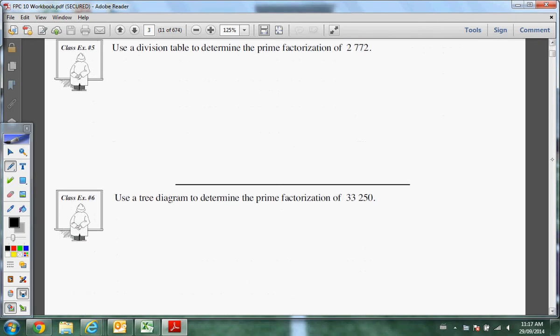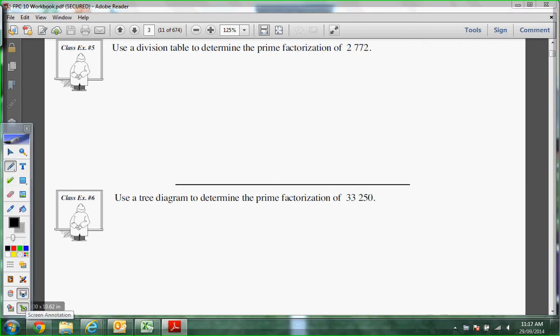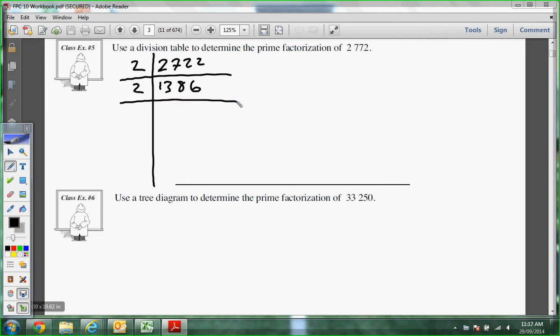Okay, so use division table. So it wants us to use a division table, so we'll go ahead and use one just for practice here to do 2772. So we're going to draw a line here, and we're going to first divide that by 2. That's going to give us 1386, and then we're going to divide that by 2, because anytime you have an even number, and 2 is a prime number, that's very helpful. 1386, that's 693.